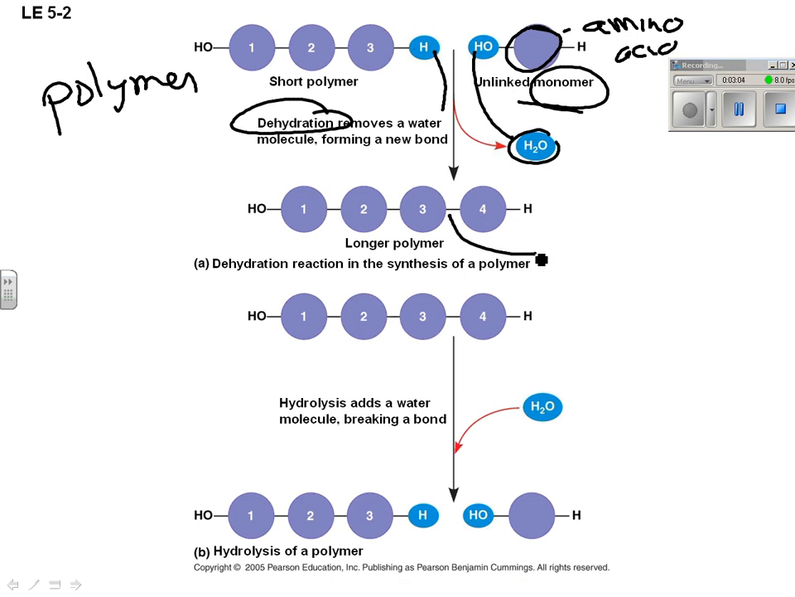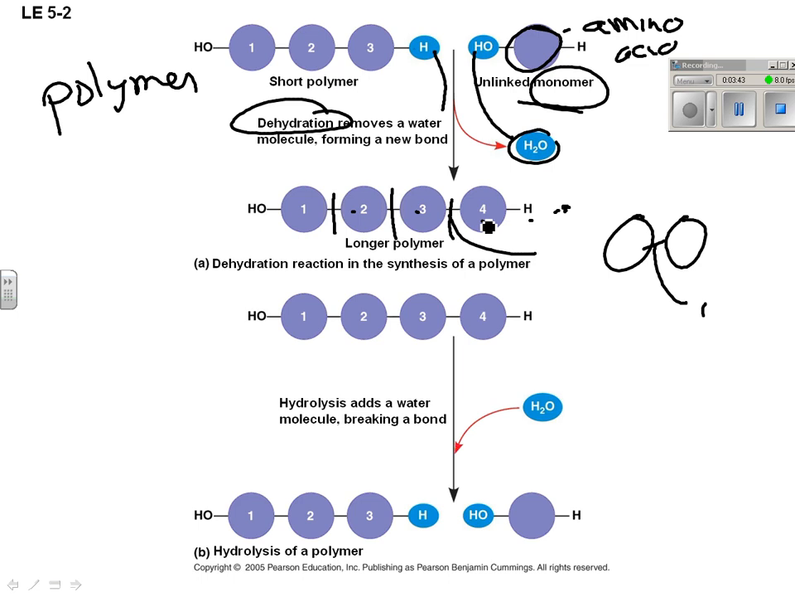So to make this polymer right here, from each of these monomers, how many water molecules were removed? One, two, three, not four. The fourth one is hanging out in the ends. See what I mean? If I want to put these two together, I have to take out one water. So it's N minus one, number of monomers minus one. It's just a tricky question. It's kind of dumb. They always seem to ask things like that.